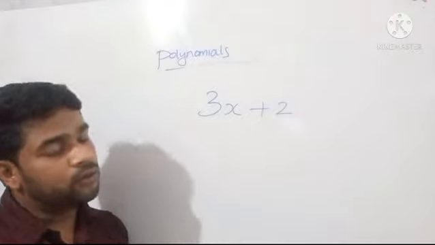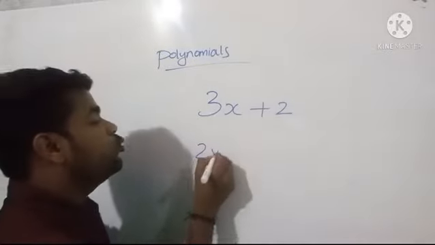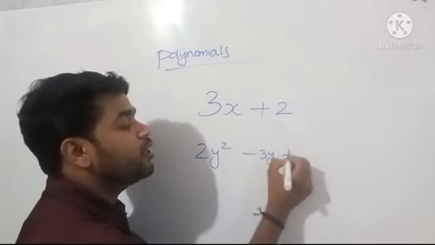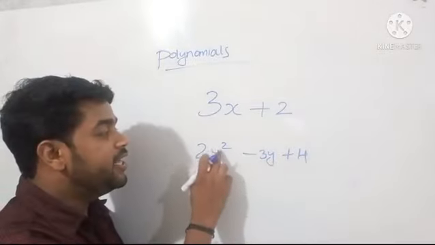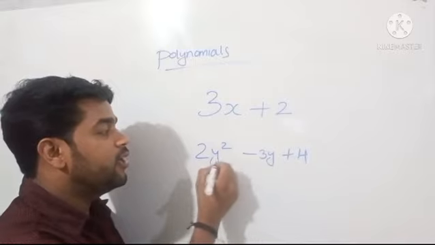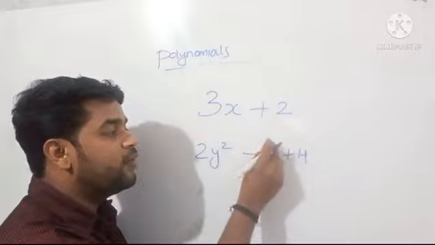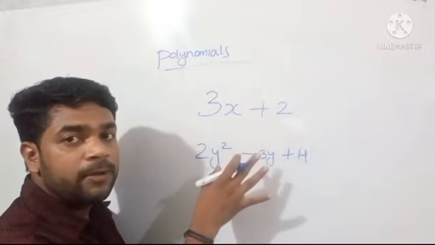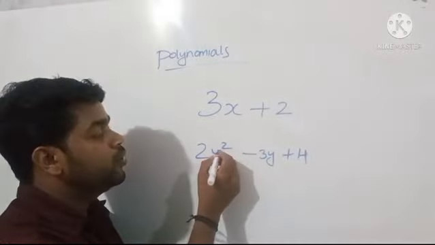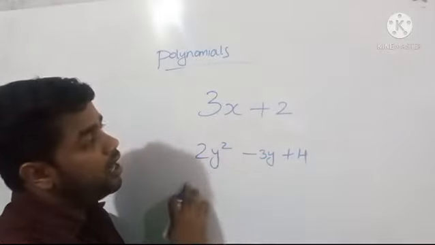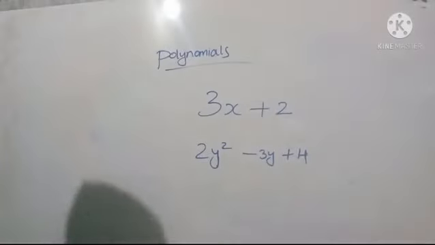The next one, 2y square minus 3y plus 4. It is also a polynomial with the variable y, and the degree is 2. Here the power of y is 2 in the first term, and in the second term y alone means the power is 1, which we do not mention. The highest power is 2, so the degree is 2.